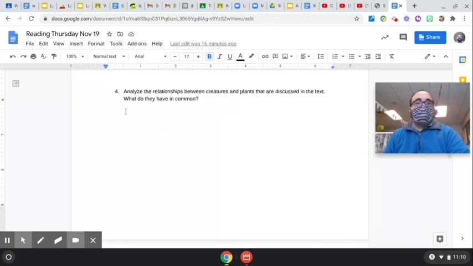And then last one, analyze the relationships between creatures and plants that are discussed in the text. What do they have in common? This will require you, again, going back, reading through. And guys, have fun with this. Poetry is one of those very fun and very interesting parts of reading.